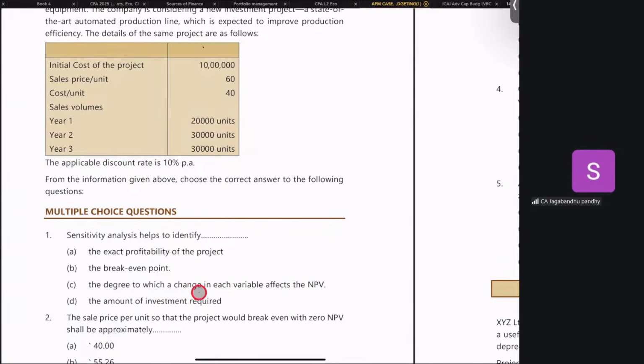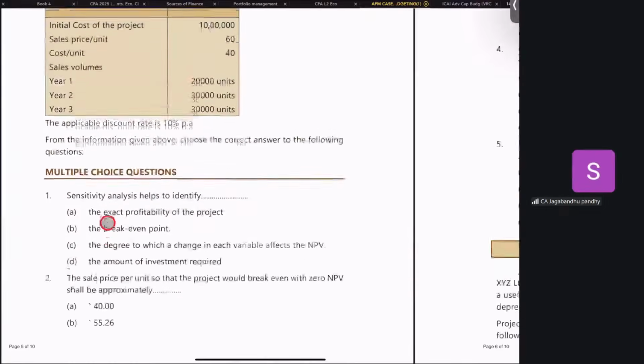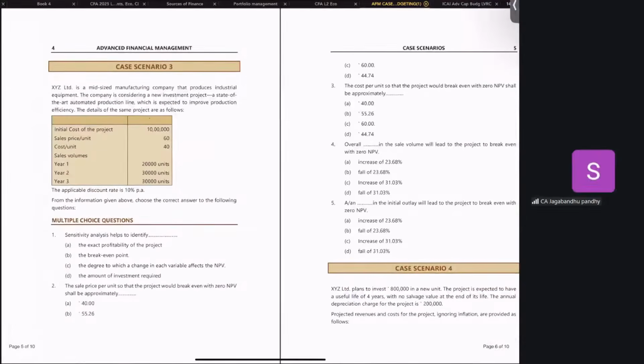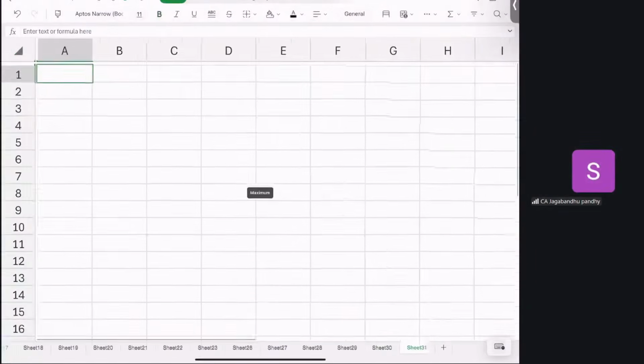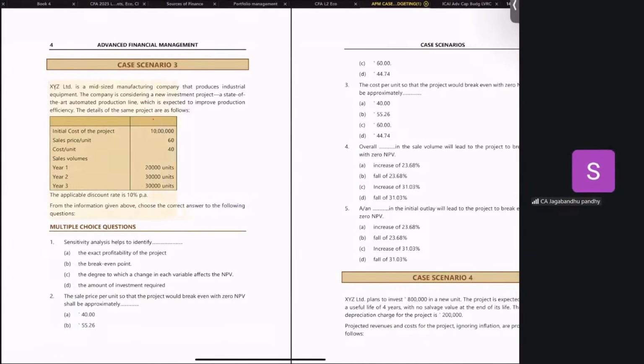The degree to which a change in each variable affects the NPV. Then second question: the sale price per unit so that the project would break even with zero NPV shall be approximate. So you want to calculate the sale price at which the project is going to be breaking even. Now, let us first try to get this question there itself.